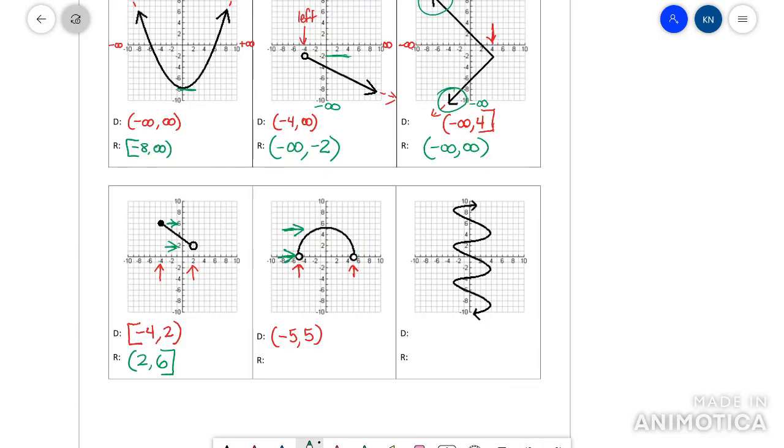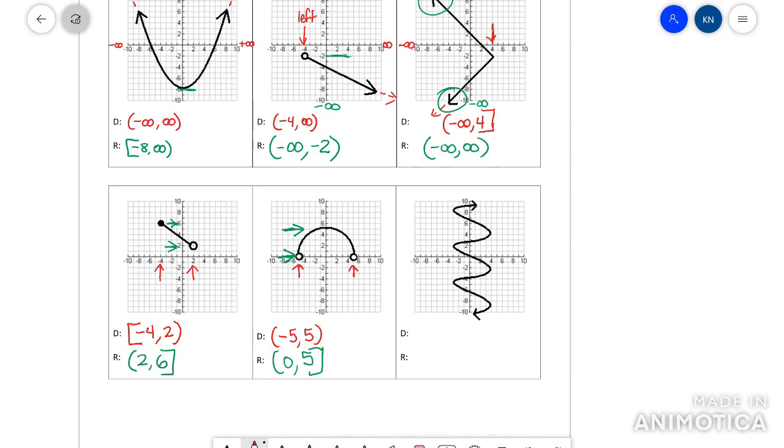So hypothetically, if one had been open and one had been closed like this, it would have hit 0 and I could use a bracket. But since they're both open, I'm going to be using a parentheses. 0 is the lowest it goes. The highest it goes would be 5 up here. And it looks like it actually hits 5, so I'm going to use a bracket there.